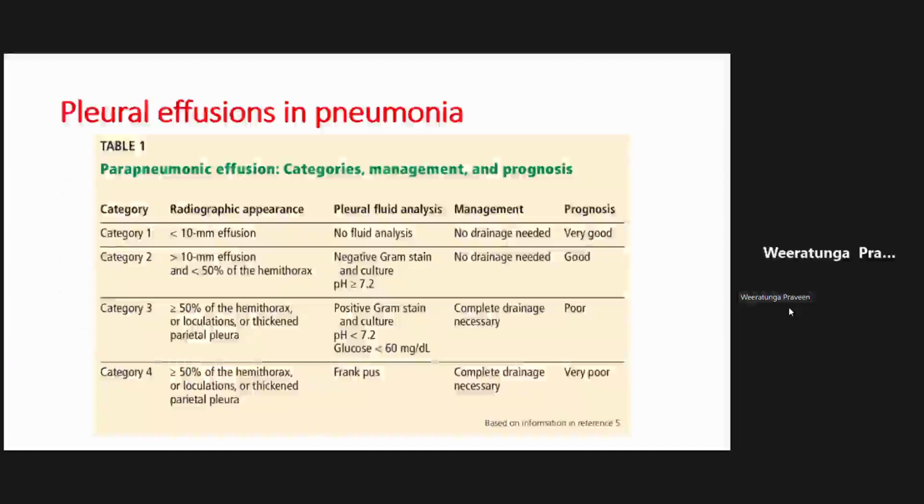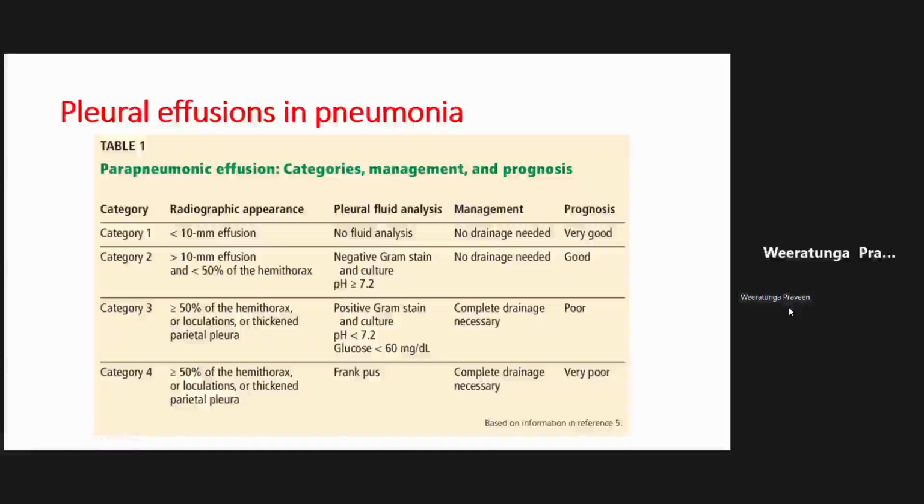Now this brings us to the topic of pleural effusions in pneumonia. Right? Pleural effusions following pneumonia. Because pleural effusion during pneumonia is not very unusual, but when you have pleural effusion after pneumonia you are a little worried, and these are called parapneumonic effusions.